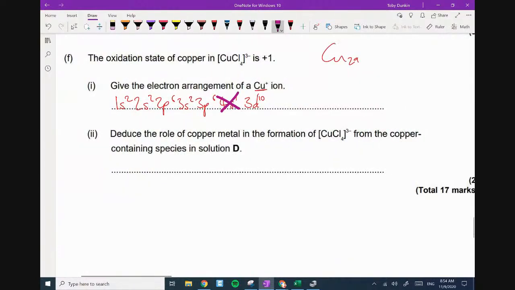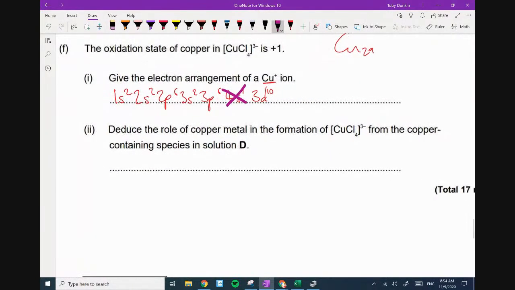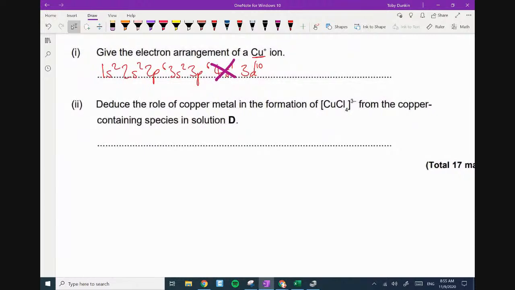Deduce the role of copper. So number 1 is going to be colors, by the way. Yeah, because it's got a full d subshell. Therefore, electrons cannot become excited. Therefore, they cannot absorb visible light. Therefore, all is reflected.